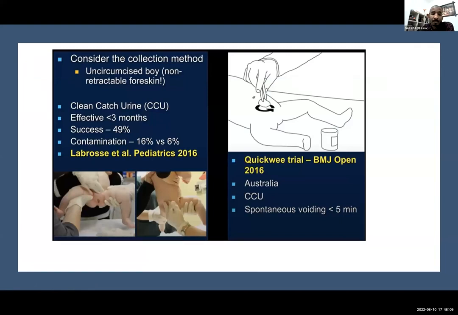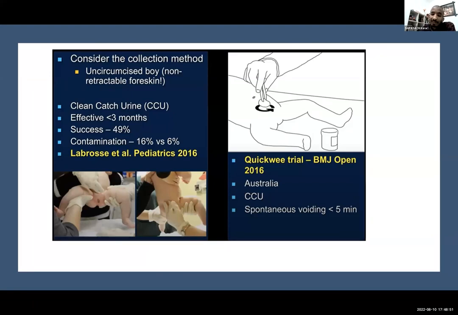This was described by Labrosse in 2016. They tried to take midstream urine or clean catch urine from children who are less than 3 months. Basically two persons will come. Someone will hold the baby from behind and fix his upper limbs. Another will come and fix the lower limbs, separating them. A nurse will come and clean the area, and then most likely the child will try to pee and urinate, and you will take the midstream of the sample.